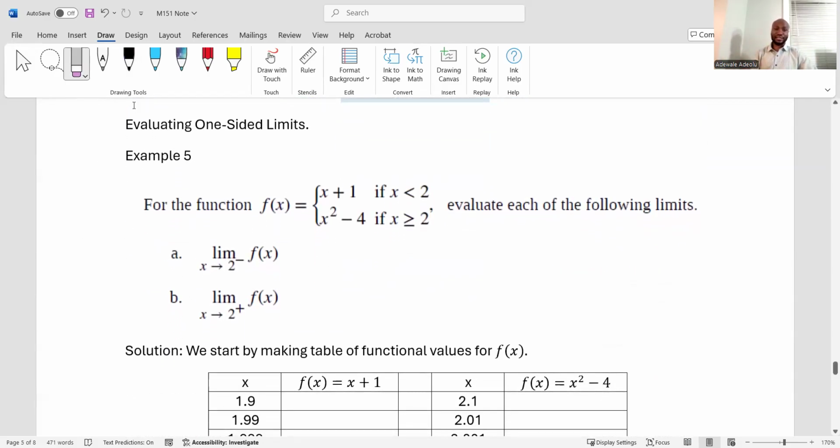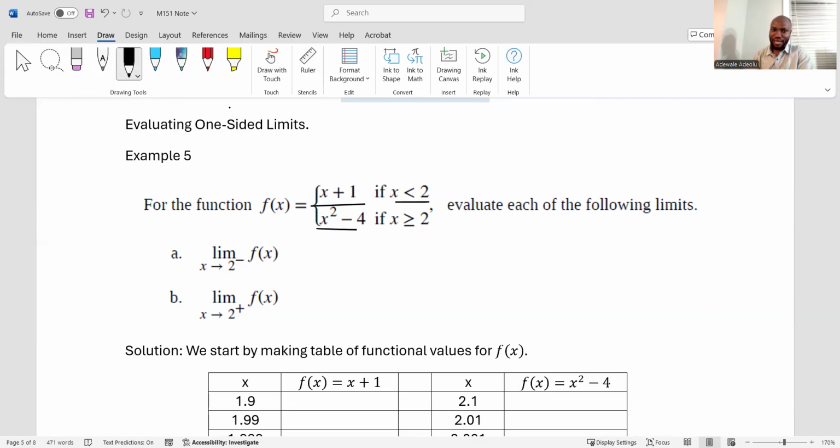Now, let us evaluate one-sided limits. Let us consider this piecewise function. You know what piecewise functions are at this point? Now, look at what we want to find: a one-sided limit. How do I know? Because of this sign. I have it here, and this, I have it here. Now, look at our piecewise function. It is already defined here for us. That function is x plus 1 if x is less than 2.